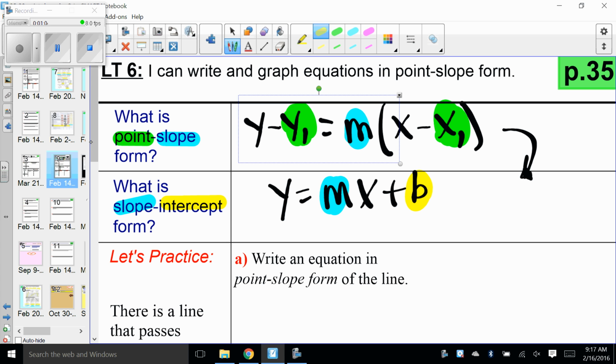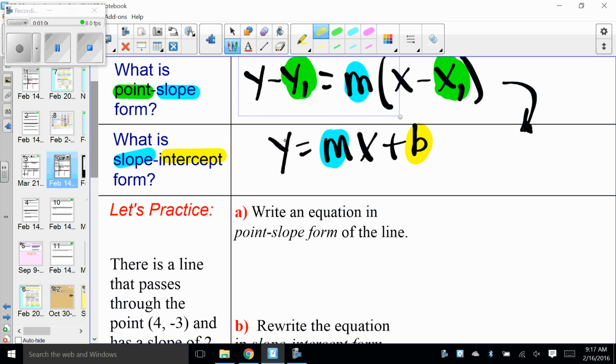So let's practice working through these two forms. They're very much connected to each other. We can work them back and forth. So write an equation in point slope form. Again, it's saying that we need a point and that we need slope.